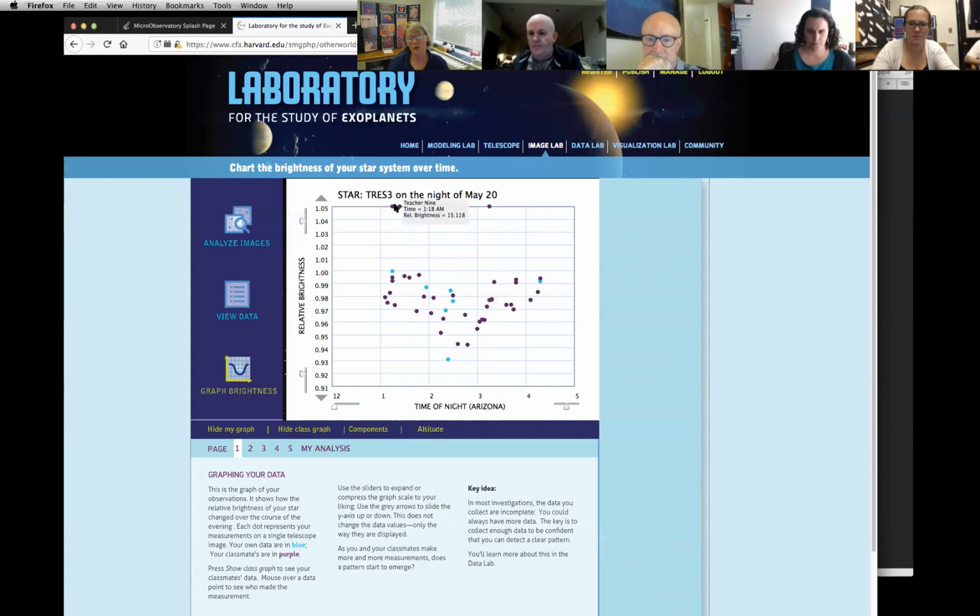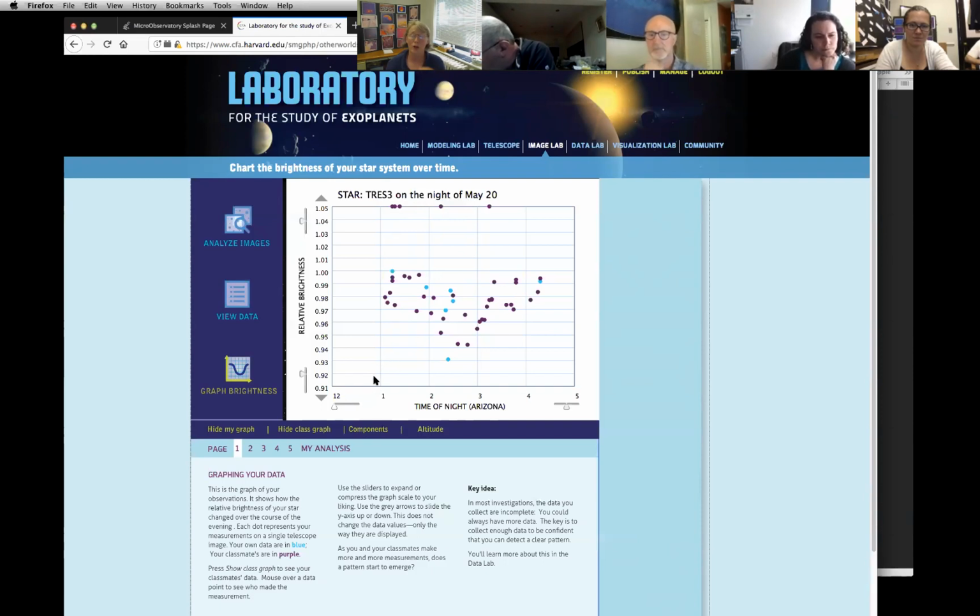But we noticed that a few people here, teacher 9, 19, and 15, have relative brightnesses that are off the scale. In fact, you notice most of the relative brightnesses are between 0.95 and 1. There's one here, teacher 9, has a relative brightness of 15, meaning the target star was 15 times brighter than the comparison stars. So I think something's gone wrong there.